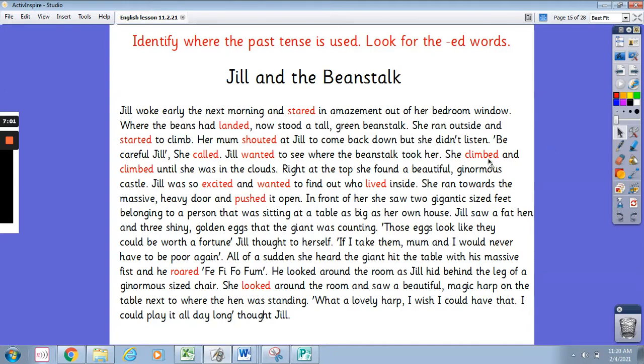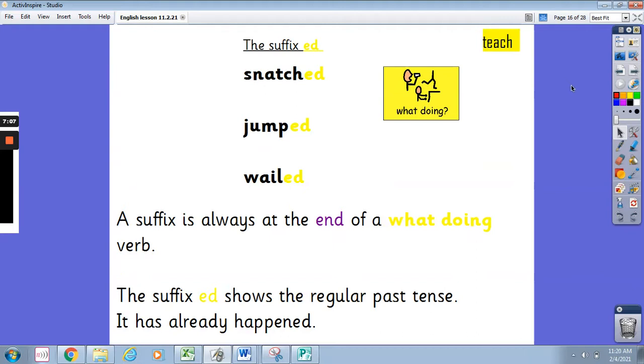Fantastic. They all end in ed and they're past tense because our story is written in the past tense. It's already happened. So the suffix ed, snatched, jumped, wailed. Here are some examples again. A suffix is always at the end of a what doing verb. The suffix ed shows the regular past tense. It has already happened.